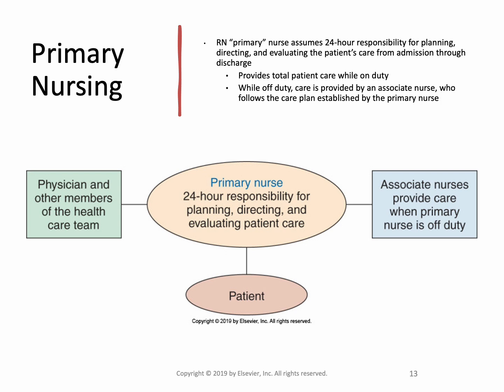Primary nursing is a model where the RN, known as the primary nurse, assumes 24-hour responsibility for a patient's care from admission through discharge. This nurse provides total care while on duty. When off duty, an associate nurse continues the care according to the plan established by the primary nurse. So this model allows for comprehensive care management, which is common in areas like case management and hospice care.